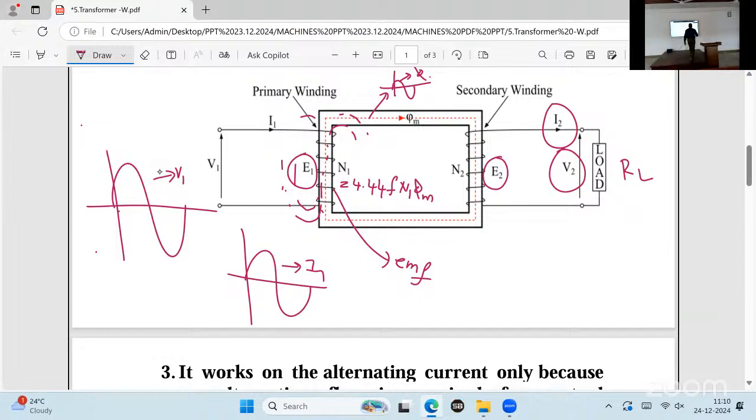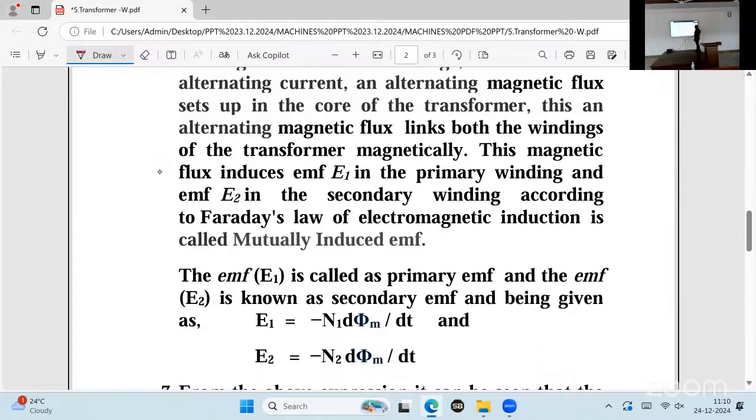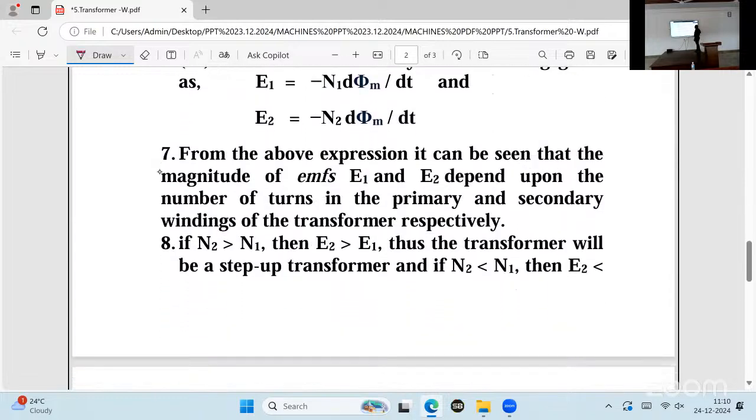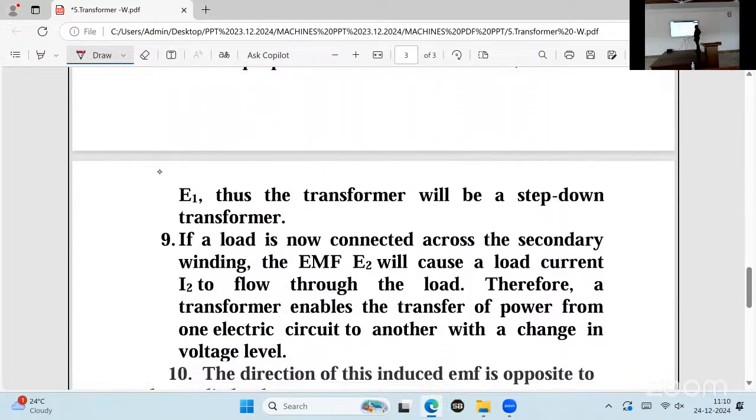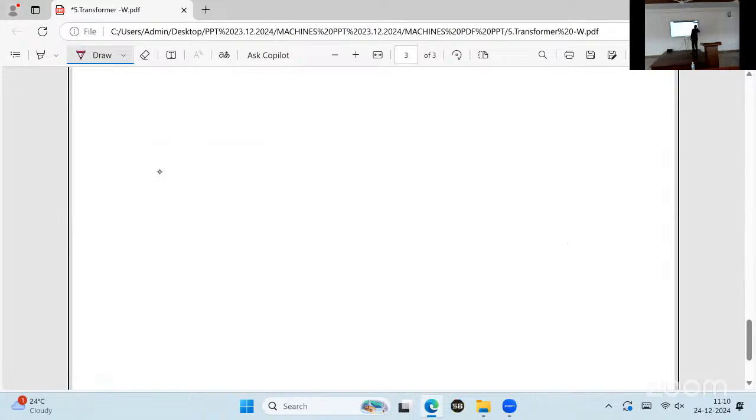So this is for explaining the working principle of a transformer. Draw this diagram. How many points have I given? 7, 8, 9, 10 points have we given. We have explained the working principle of a transformer with 10 points. Next question.